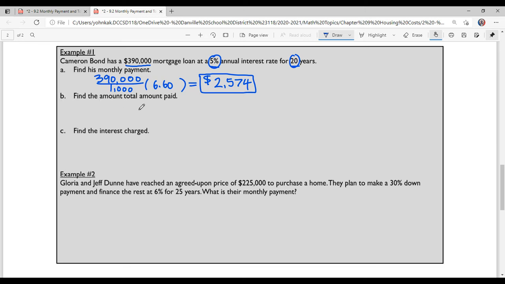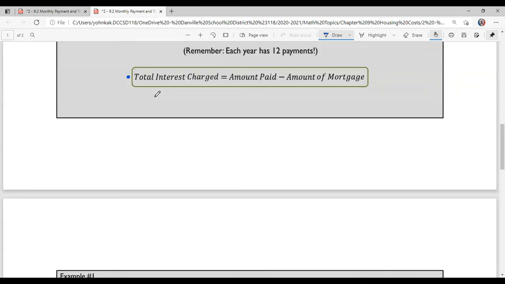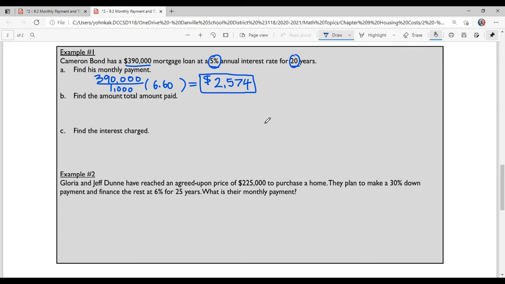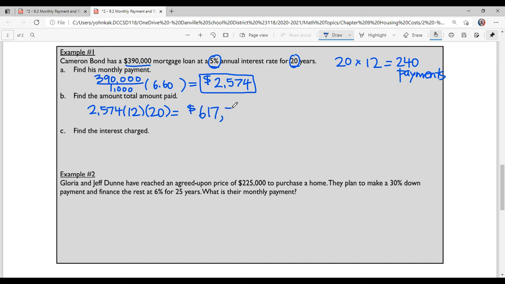Okay, part B wants you to find the total amount repaid. And so if you go back to the formula, it says monthly payment times number of payments. So I need to take the monthly payment, $2,574, and multiply it by the total number of payments. Well, I'm paying it for 20 years, and each year has 12 payments. So that's a total of 240 payments. So I can put times 12 per year times 20 years. This is going to give me a total amount repaid of $617,760. That's like a whole other house.